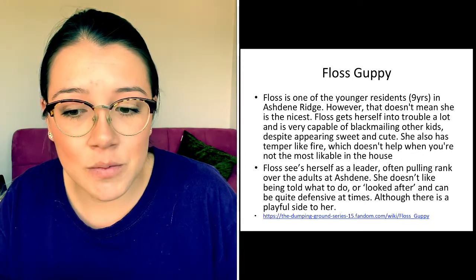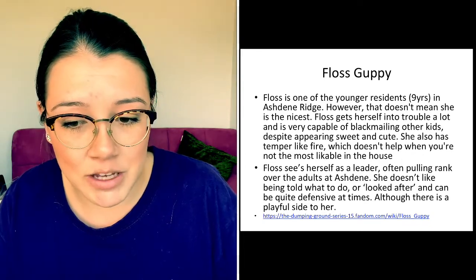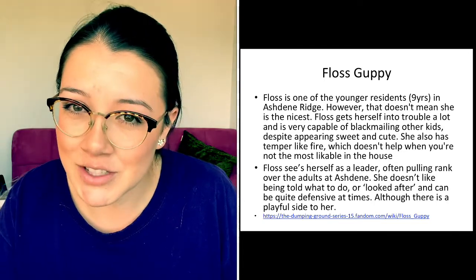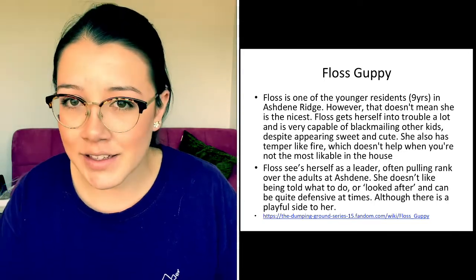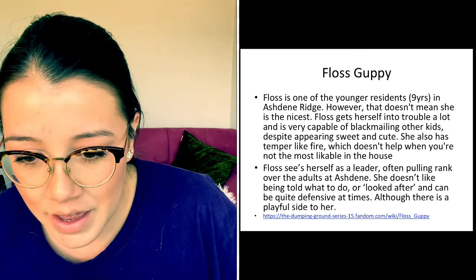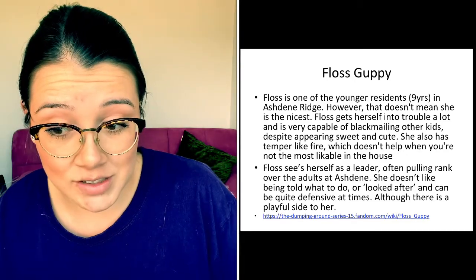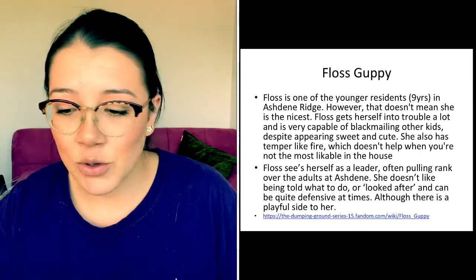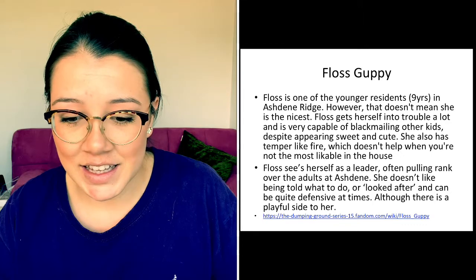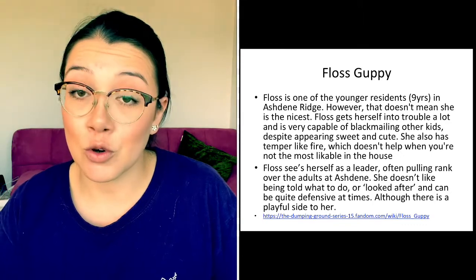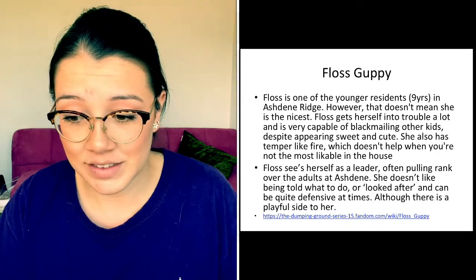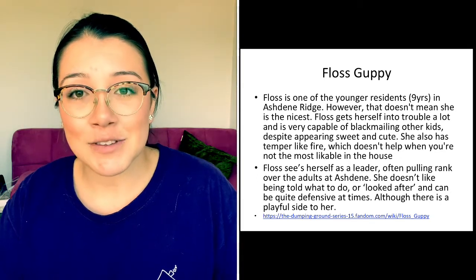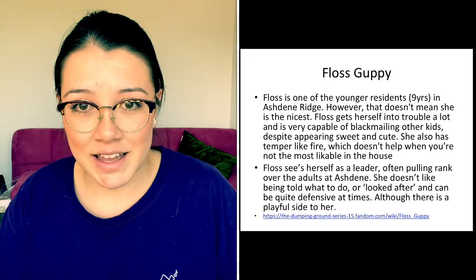She's very capable of blackmailing other kids despite appearing sweet and cute. So she's very clever, that tells us. She knows how to work it to get what she wants. She also has a temper like fire, which doesn't help when you're not the most likeable person in the house. She's a leader, which we definitely see in this scene. She doesn't like being told what to do, or perhaps what she can't do, which we see in the scene as well. And she can be quite defensive. So there's lots of really fun things here to bring into that character.